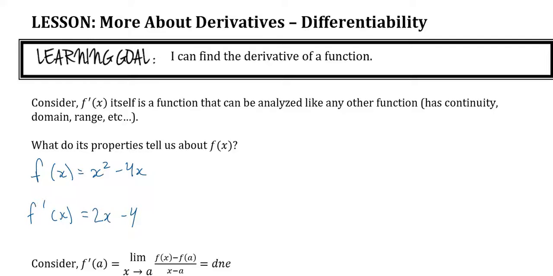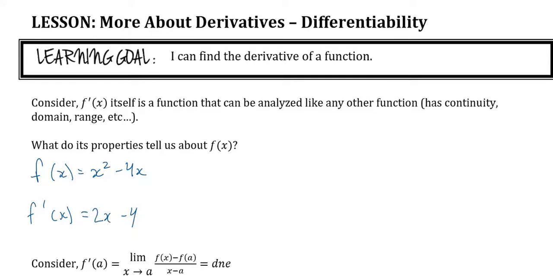I mean, look at it. That's the derivative. 2x minus 4 is the derivative. That is a function, right? The derivative of a function is a function in and of itself. And why is that useful? Because we know things about functions. In this case, the original function was a quadratic. We know a lot about those. And the derivative function is linear. We know a lot about those.